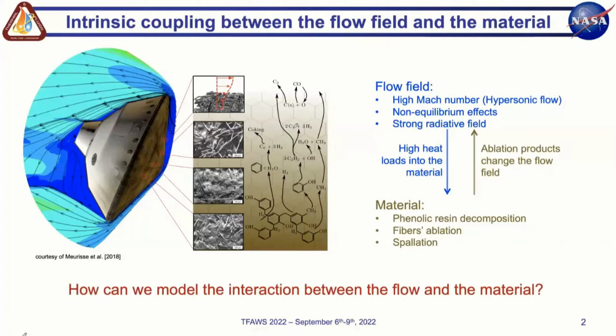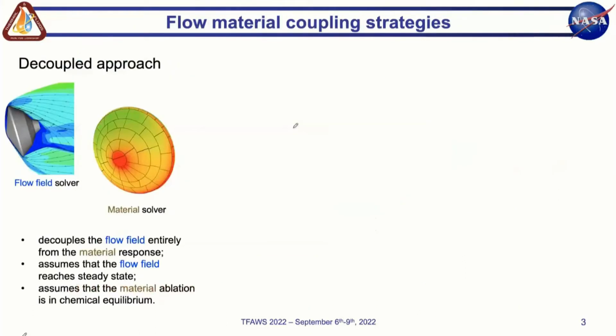And the question is, how can we model the interaction between the flow and the material? So traditionally, what most people do is what I call a decoupled approach, where you can either use a flow field solver or a material solver to model your TPS ablation. Typically in your flow field, you assume that it reaches a steady state and you use special boundary conditions to represent the ablation process. And in the material, you can use some input from the flow. And you also assume that the ablation process is in chemical equilibrium, which is quite a strong assumption.